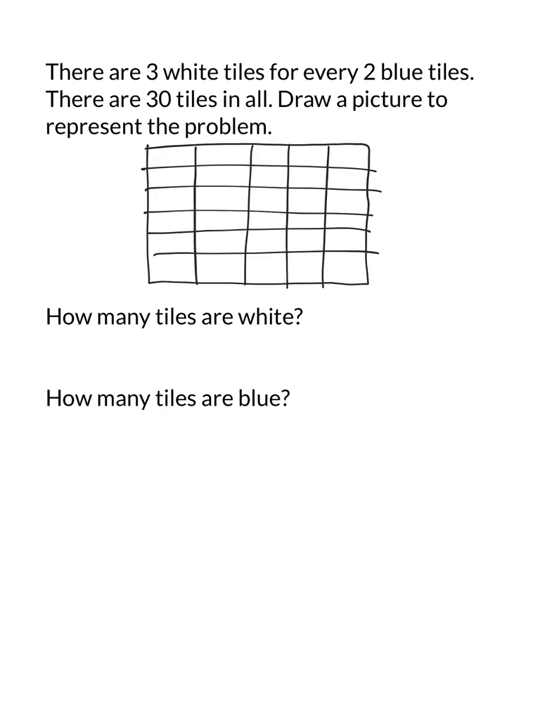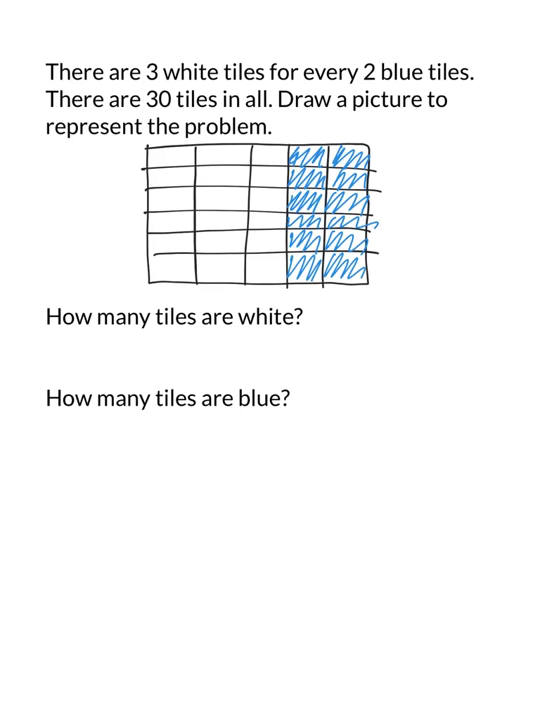So I have 5 by 6, these 30. So it says there are 3 white tiles for every 2 blue tiles. So that means I'll have 3 white and then 2 blue. 3 white, 2 blue, and I repeat this pattern across all the tiles.